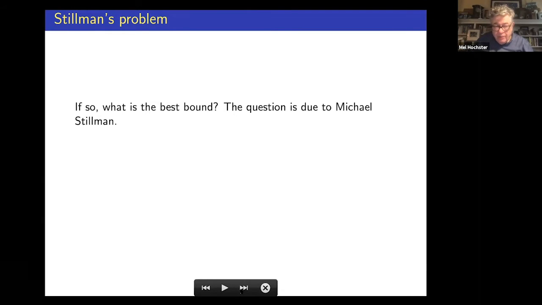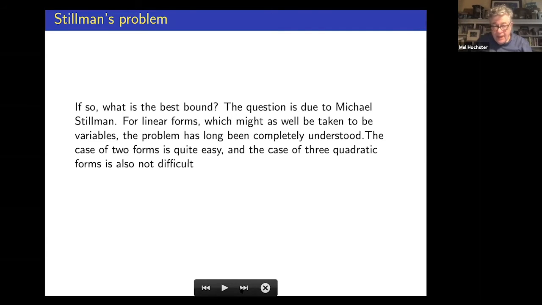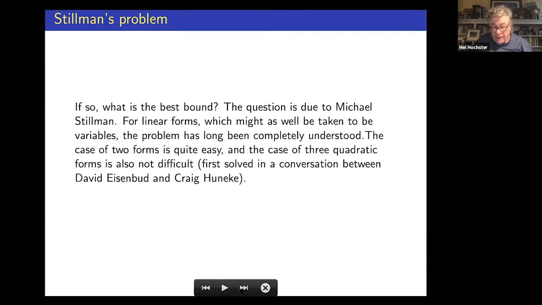So this question is due to Michael Stillman. And for linear forms, which you might as well think of as variables, this has been understood for a long time. You get very simple relations called Koszul relations, and I'm not going to talk about that case. And the case of 2 forms is easy. In the case of 3 quadratic forms, for quadratic forms, it's not difficult. And so far as I know, it was first solved in a conversation between David Eisenbud and Craig Huneke, but not written up.